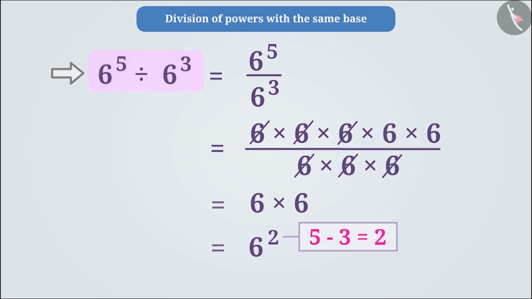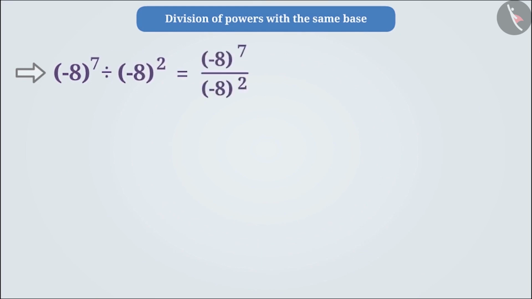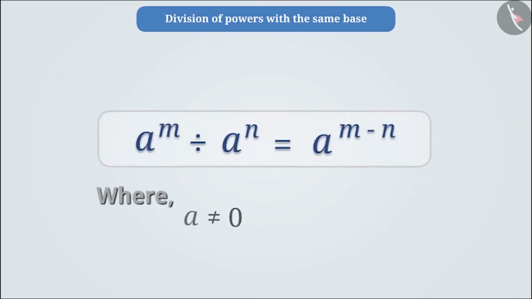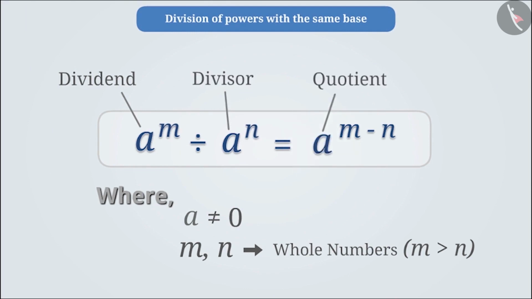Let's see another example. We can simplify minus 8 to the power of 7 divided by minus 8 to the power of 2 this way. This gives the result minus 8 to the power of 5. Therefore, broadly we can say that for a non-zero integer a and whole numbers m and n, a to the power of m divided by a to the power of n is equal to a to the power of m minus n, where m is greater than n. That is, if the base is the same for division, then the power of the divisor can be subtracted from the power of the dividend, and the obtained quotient is written as the power of the base.